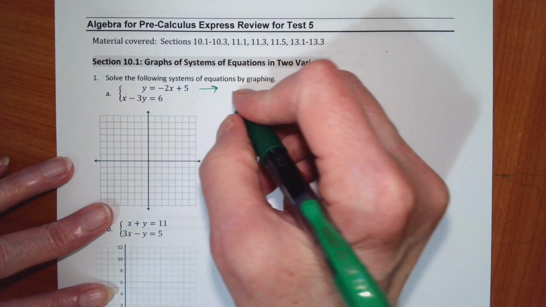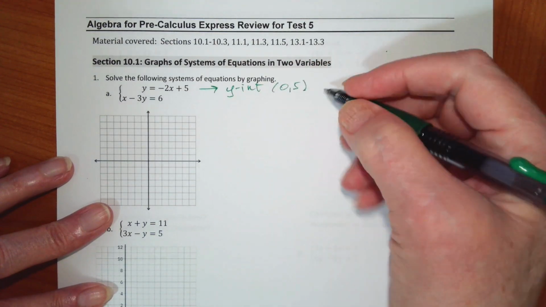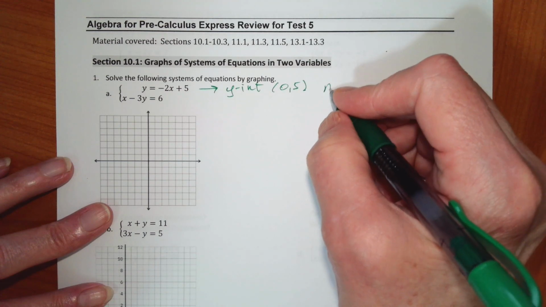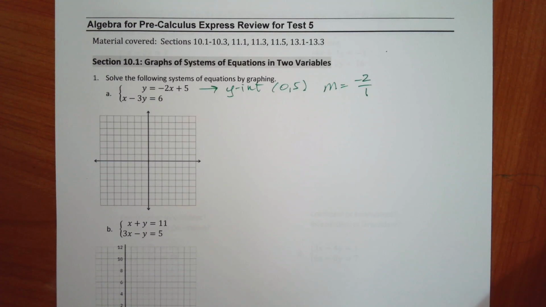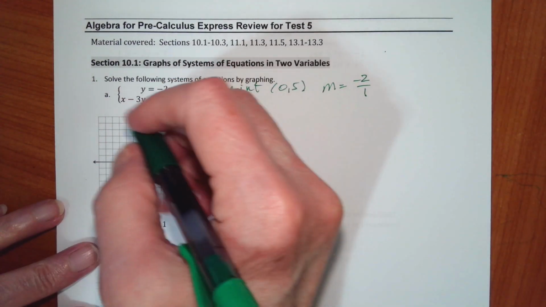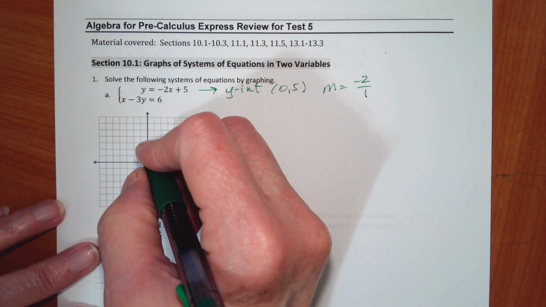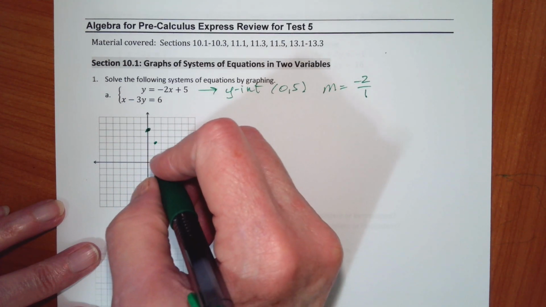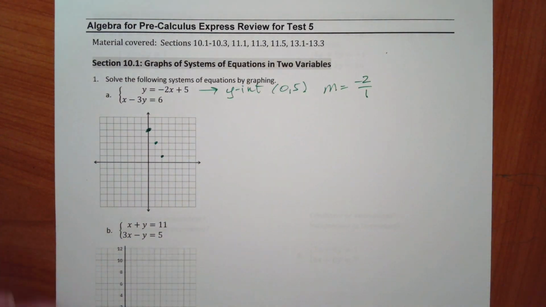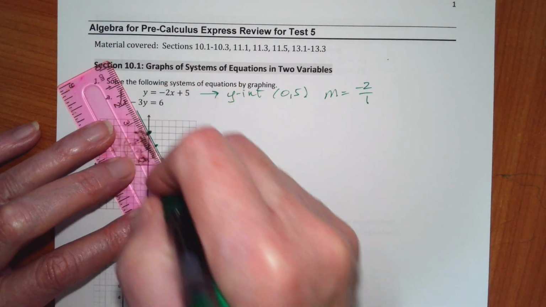It's in slope-intercept form. So my y-intercept is 0, 5, and my slope is negative 2 over 1. Now also when you're doing this, make sure you're graphing accurately so you can find a nice point. Okay, so let's see. If I have 0, 5, 1, 2, 3, 4, 5, there's one point on my line. I go down 2 over 1, down 2 over 1, and I connect my dots. Again, I want to do this as accurately as possible so I can clearly see the point of intersection.